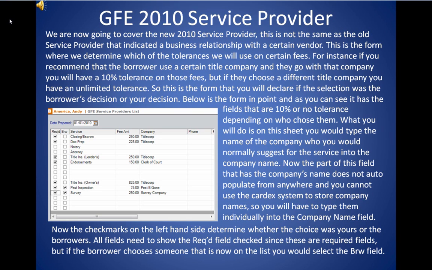Now, unfortunately, in this form, in Point, it does not auto-populate anything from either the GFE or the GFE 2010. And you cannot use the Cardex system on it. So you will have to manually enter the company name for each section.